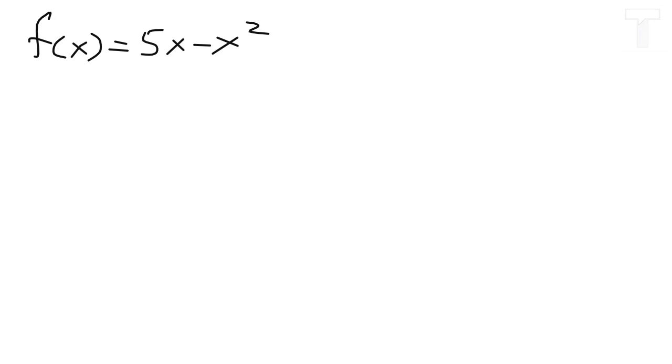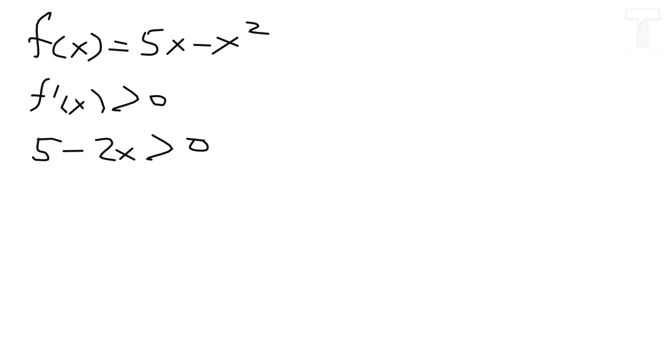Now I've been asked to find out where f of x is increasing. Well, recall that f of x is increasing anywhere that f prime of x is greater than 0. So I'm going to find f prime of x, which is 5 minus 2x, and set that greater than or equal to 0. I get 5 is greater than 2x. Now notice I don't have to go through the process of making the number line and testing points because this inequality happens to be linear. I could, but I don't have to. This is the faster version.